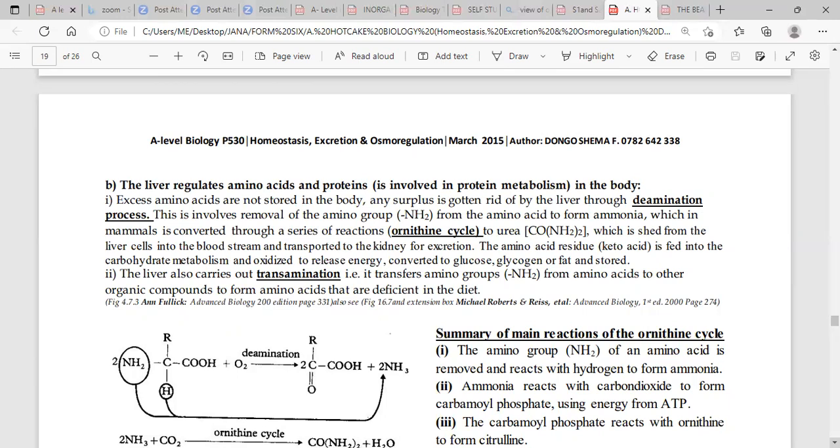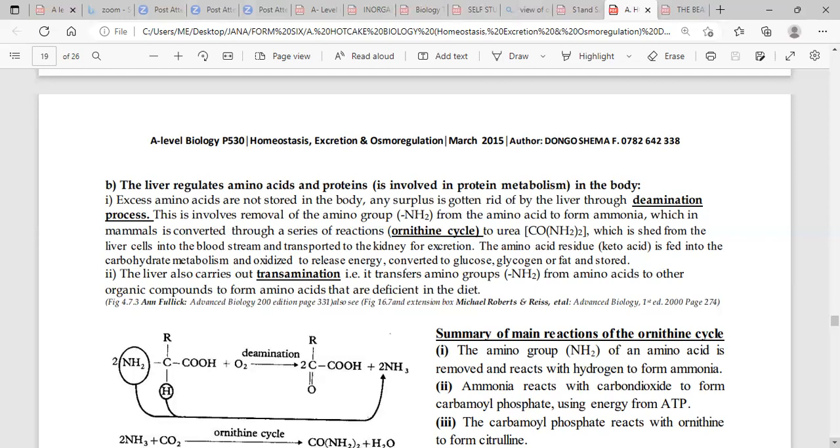which in mammals is converted through a series of reactions. That is the Ornithine cycle. We shall look at that. And it is converted to urea, which is shed from the liver cells into the bloodstream. And from the bloodstream, it is transported to the kidney for excretion. As you know, urea is our main excretory product, which is released through urine. So it must be transported to the bloodstream and then to the kidneys for excretion.